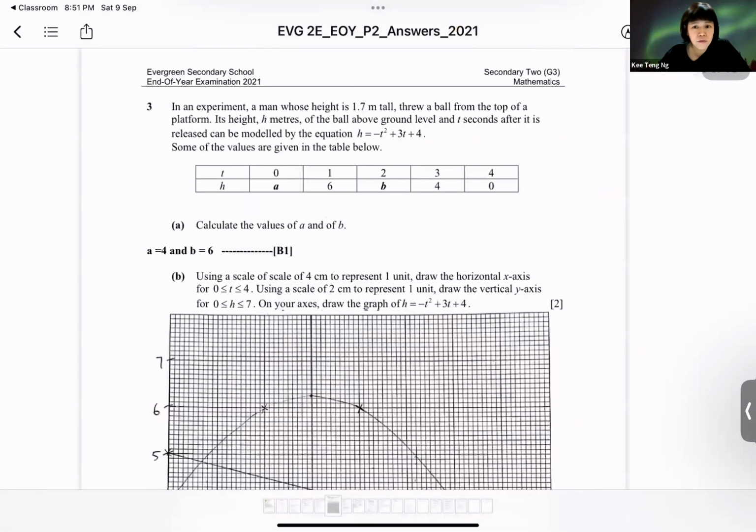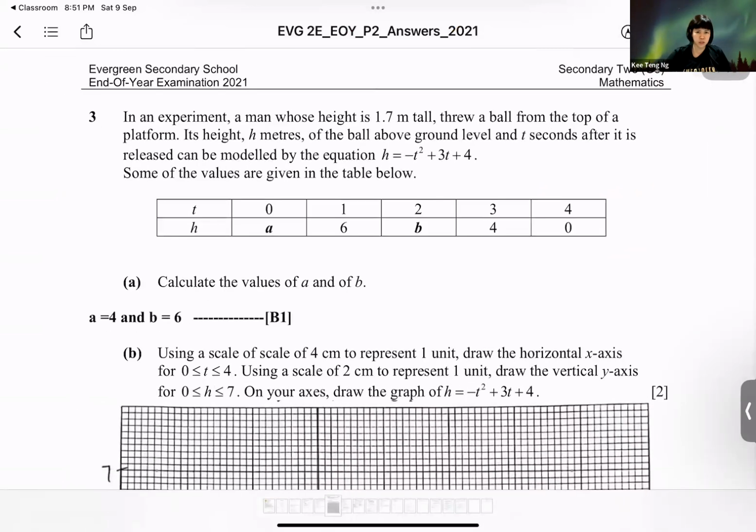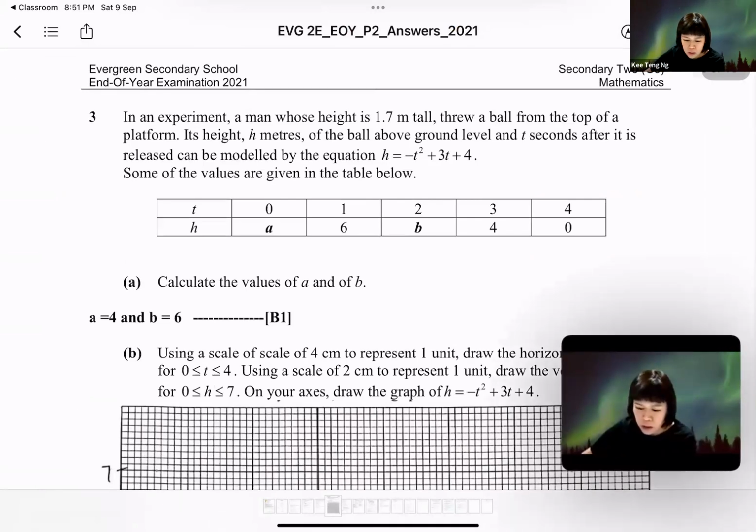Quadratic graph. Quadratic graph is really a very important question and scores a lot of marks. So please do make sure you know how to plot the graph. Spend time to practice it diligently. Okay, but now this quadratic graph over here comes in the form of a word problem itself.